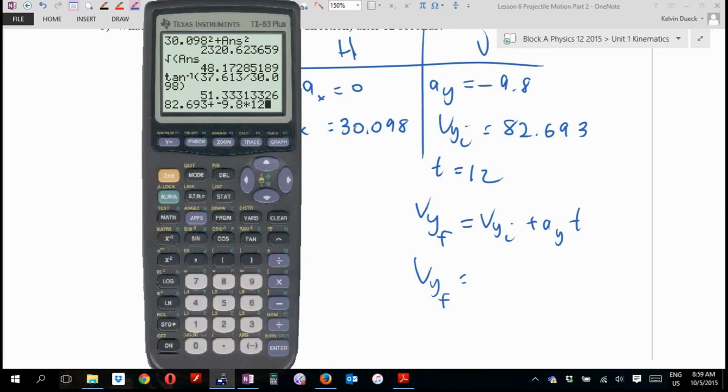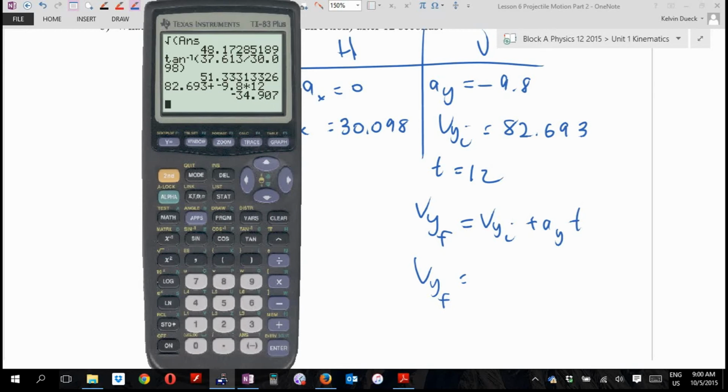By the way, if you're really lazy and you were trying to just quickly do this in your head, negative 9.8, what's a nice round number that's really close to? I would have gone negative 10 times 12 is negative 120. My initial velocity was positive 82, so it's going to be 82 minus 120, which is negative. If you really want to go fast and just draw your picture right away, but since you're going to crunch the number anyways, it's not that big a time saver. It's just nerdly cool. Negative 34.907.